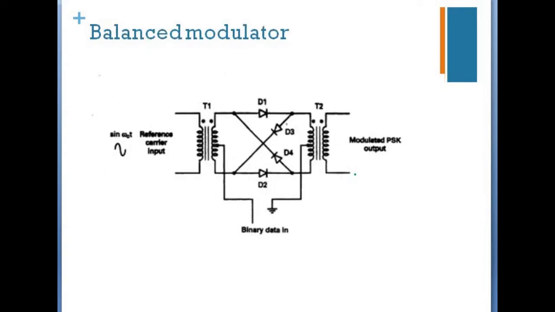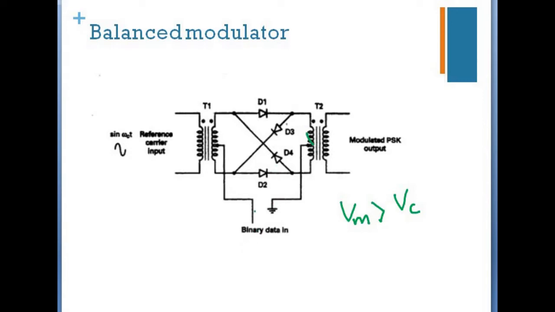Here is the schematic diagram of the balanced modulator. This balanced modulator has two inputs. One is binary data and another is sine omega c t. To operate properly, we have to follow one condition: the modulating signal voltage Vm must be greater than the carrier signal voltage Vc, because the modulating signal voltage controls the on-off states of the diodes D1, D2, D3, D4.